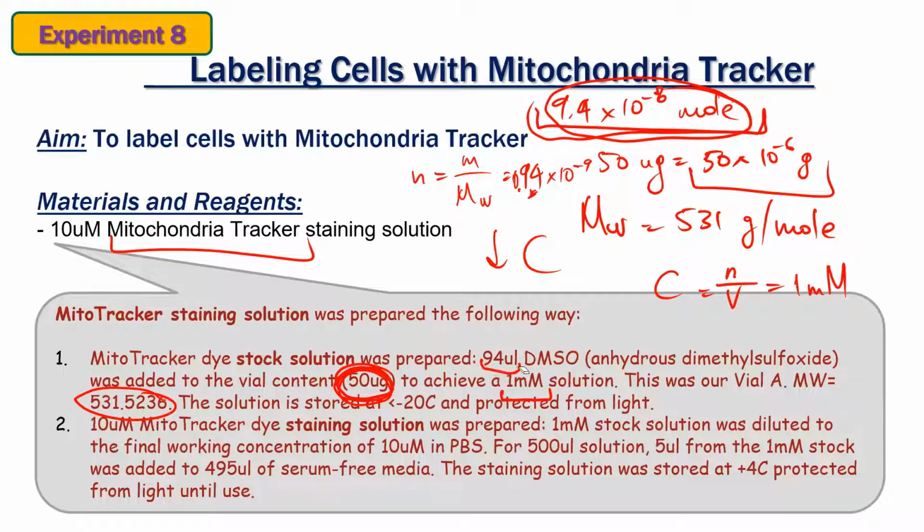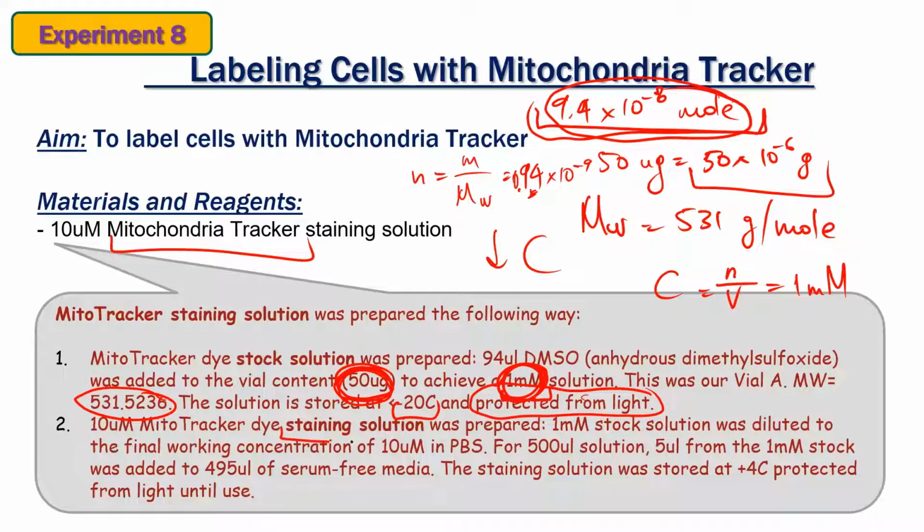So this is your stock solution. You are going to keep it at minus 20, protected from light, because it's the fluorophore. And of course, we have the photobleaching effect. We don't want it. That's why we usually keep it in aluminum foil.